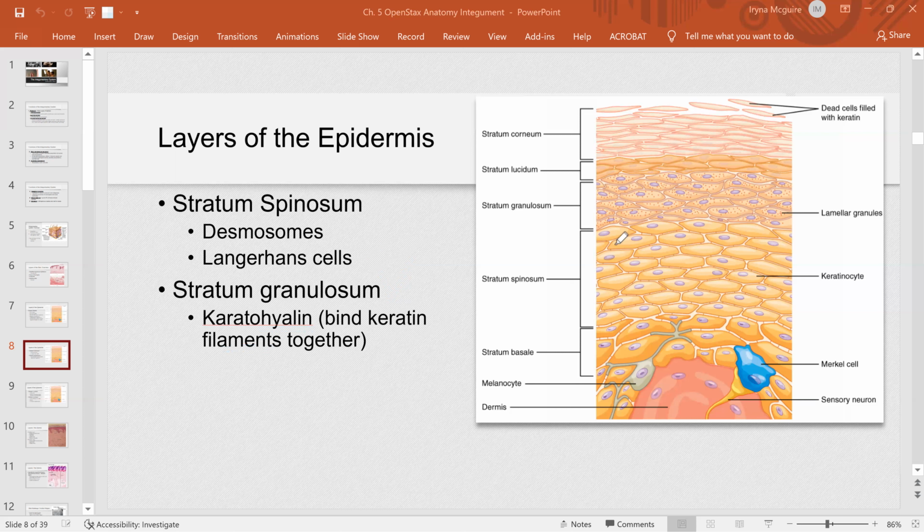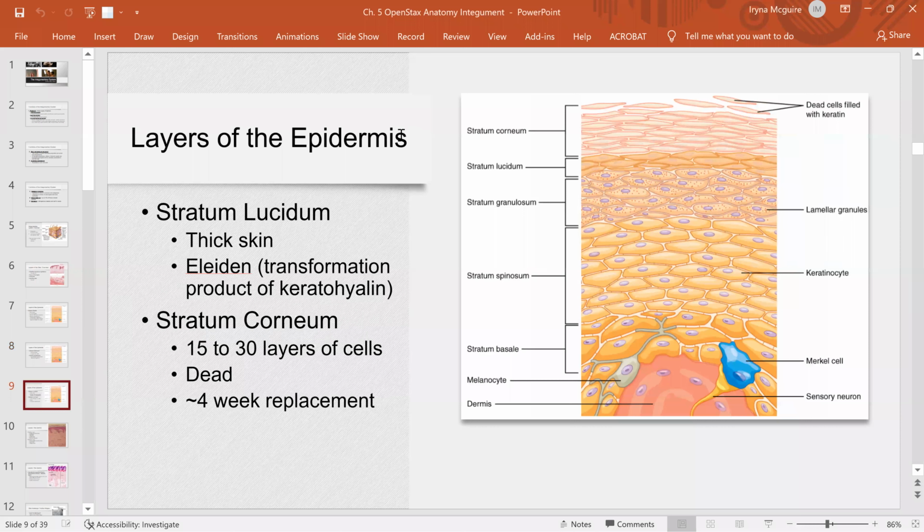So you can see that stratum granulosum has maybe several layers of cells. Stratum spinosum is a little bit thicker. Basale has one layer, or sometimes two layers only. Now we move towards the surface, and we have stratum lucidum. What we want to remember about stratum lucidum is that it's only found in thick skin, and thick skin is only the skin of your palms and soles.